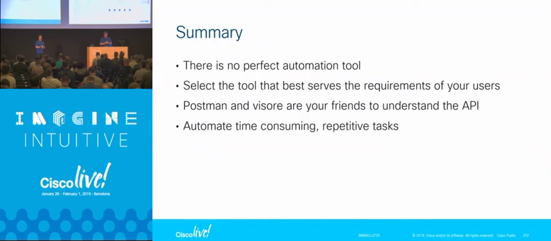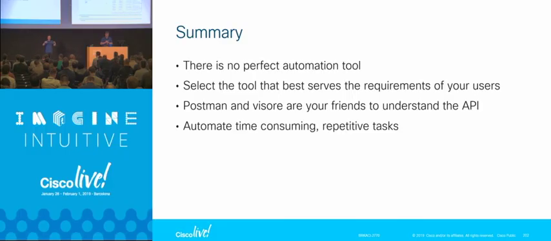So, summary. The summary is, there's no perfect automation tool. Absolutely, definitely, 100%. There's no perfect tool, because there's no tool that everyone will want to use. So really, you need to think of the tool that best serves your users. You know, who's going to use this? Who's going to accept it?